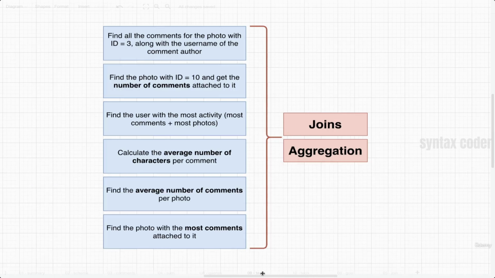So for example, back on this list over here, you'll notice that the first query says, find all the comments for the photo with ID number 3, along with the username of each comment's author. So this query is mentioning comments and photos and users. Because we are mentioning multiple different types of resources, that might be a sign that we want to use a join. It's not always the case, but if you are being asked to find different kinds of resources, you might think about using a join.